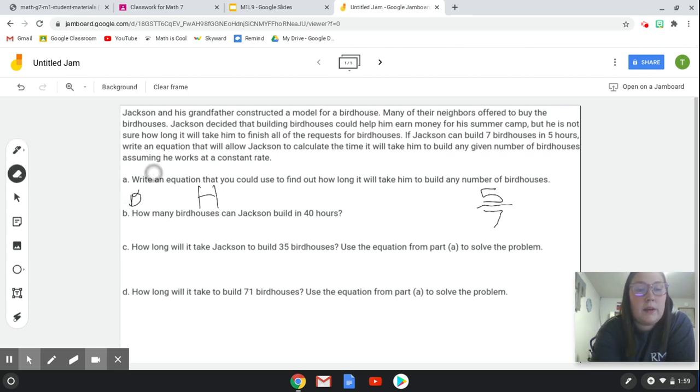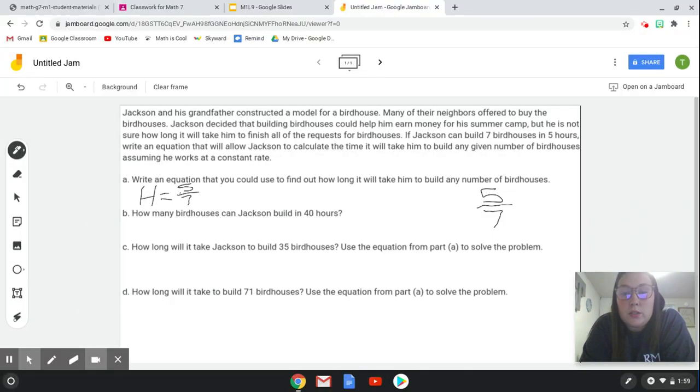So let's go ahead and erase this. We're going to have to figure out how many hours it takes him. Hours equals the constant of proportionality that we just discovered, 5 over 7. We don't have any other numbers to compare to. We are just using that constant of proportionality because it says assuming he works at a constant rate. So we're just going to say, yep, he works at a constant rate. And so he can build how many birdhouses with this amount of time. If we plug in a number of birdhouses, it will give us how many hours it took.